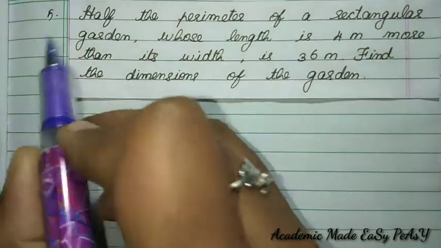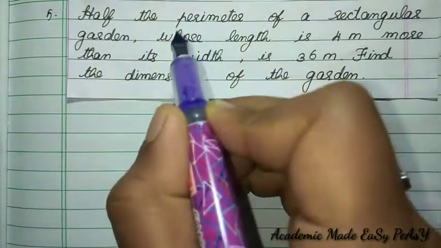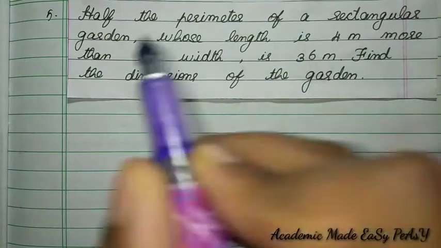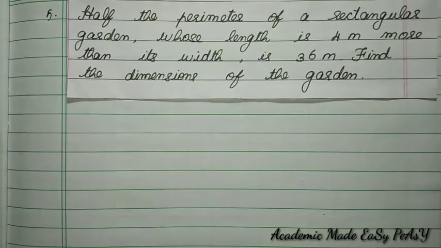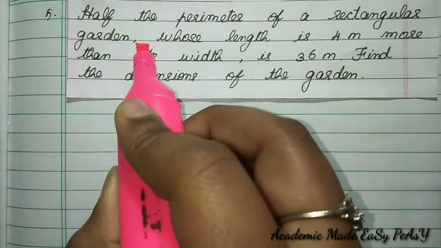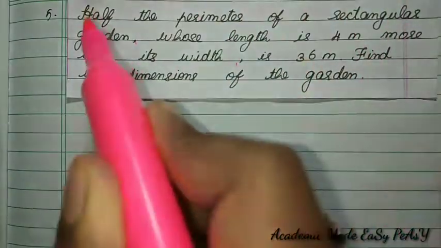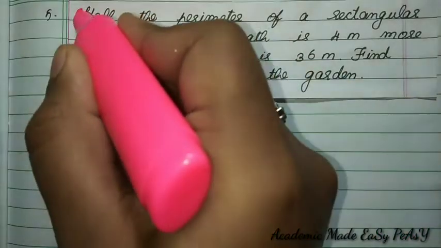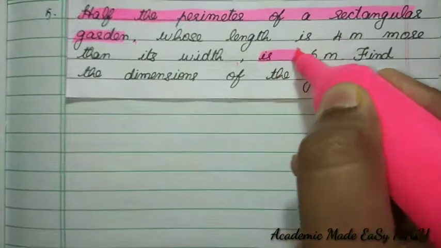That's it. Question 5. Half the perimeter of the rectangular garden whose length is 4 meter more than its width is 36 meter. Find its dimension. Isn't this tricky? Just do one thing. See, half the perimeter of the rectangular garden. So skip this comma and this comma. So half the perimeter of the rectangular garden is 36 meters.